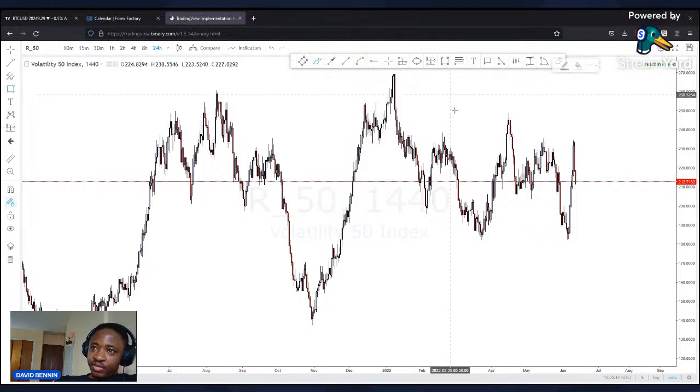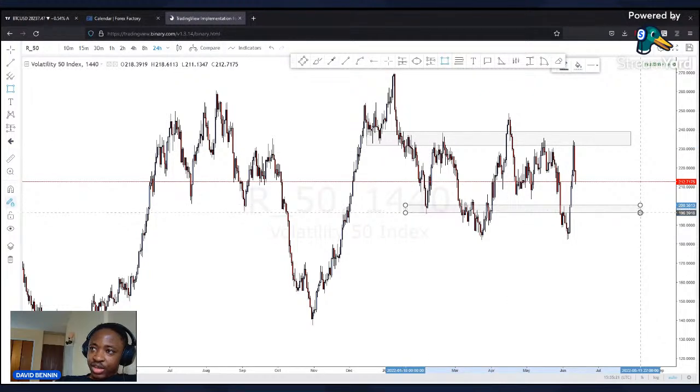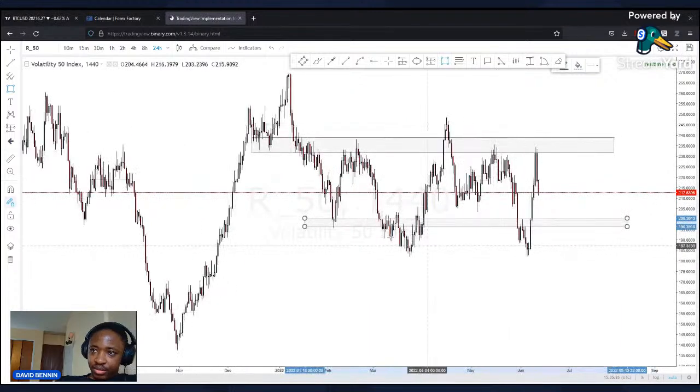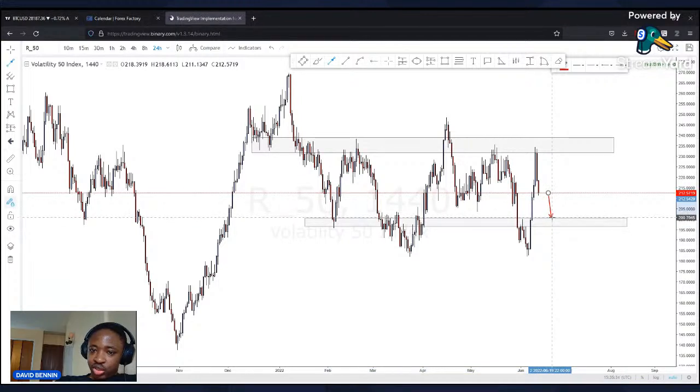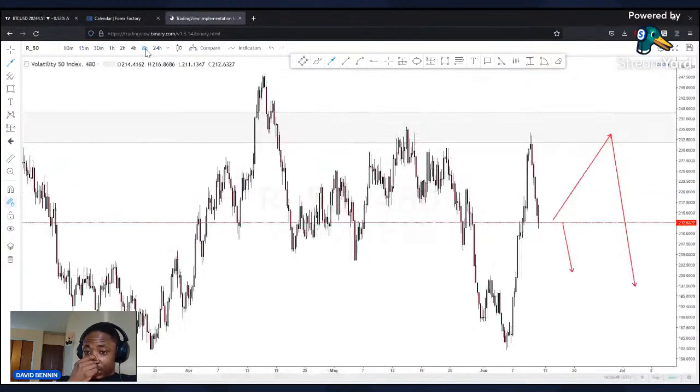We have this, which is like a ranging structure here. So we could see price continue pushing to this level. But I wouldn't sell here because we could also pull back up, even though that doesn't happen often. We could pull back before going to the upside, but I'll still not sell here. Let's look at the 8 hour and see if we see something different.